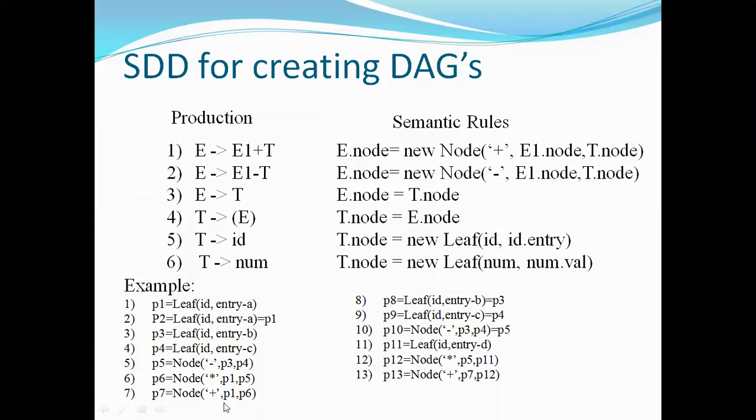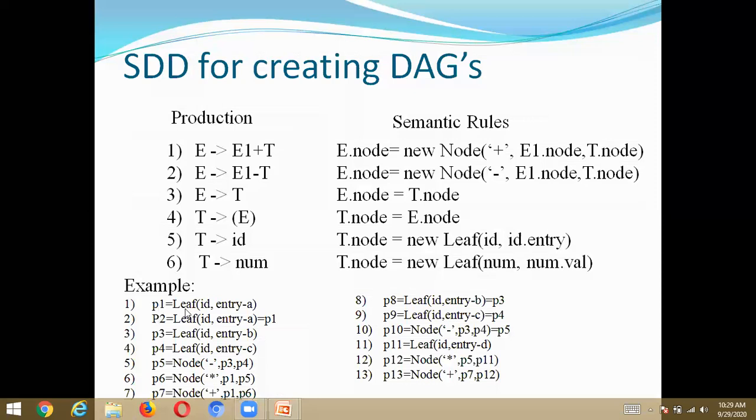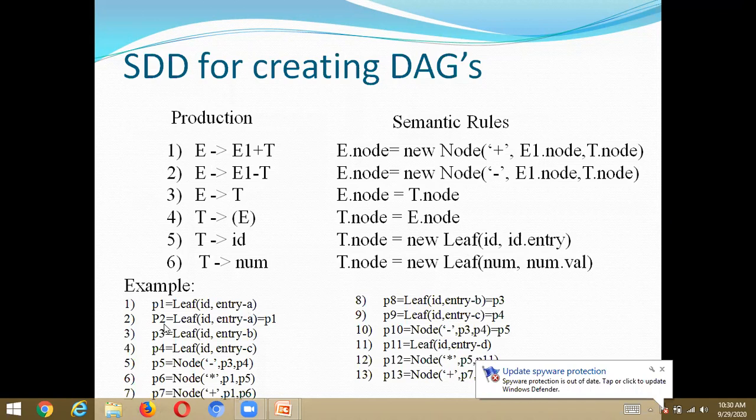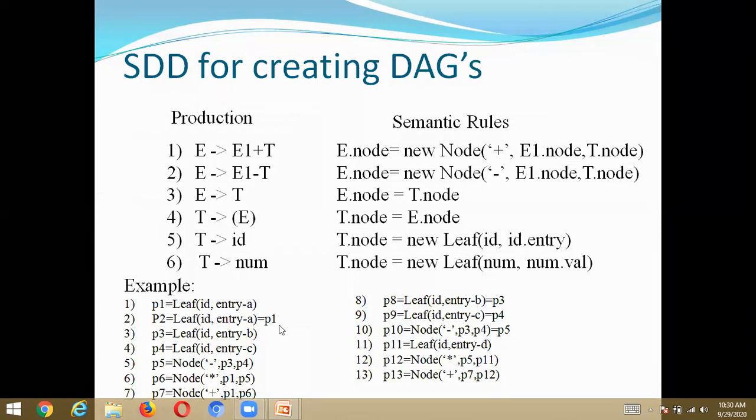See, P1 is equal to, now initially I am storing with a P1 operation. P1 is a pointer, right? P1 is equal to leaf of, and what is the first variable in the expression? A, right? I need to generate an A, so I am using this semantic action: new leaf of ID comma ID dot entry. Then in the place of ID dot entry, I am using an A. And P2, again another pointer. My expression consists of another A, leaf of ID comma entry A.